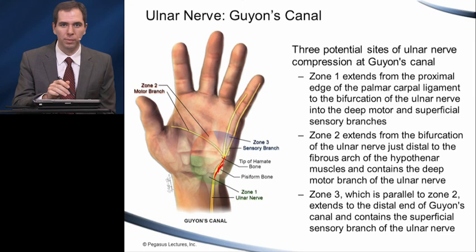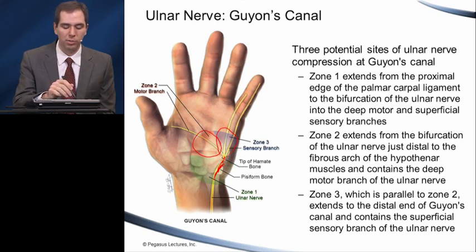Then zone 2 extends from the bifurcation just distal to the fibrous arch of the hypothenar muscles and contains the deep motor branch of the ulnar nerve. Zone 3 runs parallel to zone 2 and contains the sensory branch running from the bifurcation through to the ulnar aspect of the palm. So by knowing the zone of potential compression, you can understand what parts of the ulnar nerve might be affected.